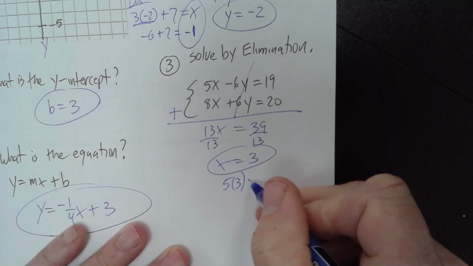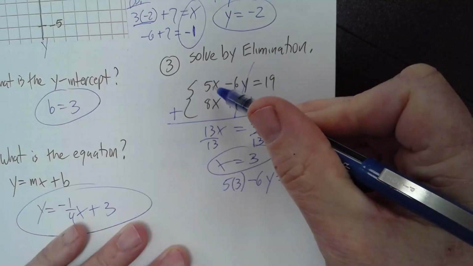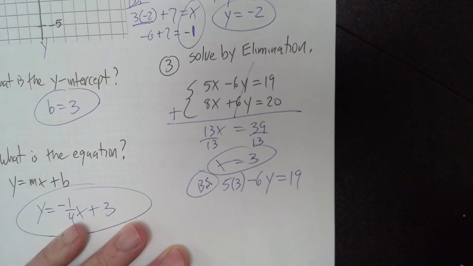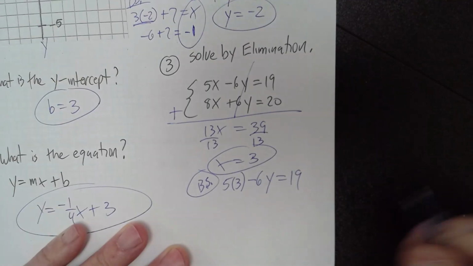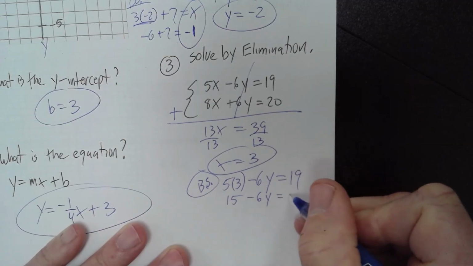5 times 3 minus 6y is equal to 19. So I put the 3 back into the first equation. If you want to, you can put the 3 back into the second equation. It doesn't matter. 15 minus 6y is equal to 19.